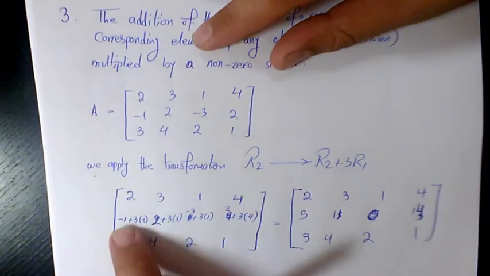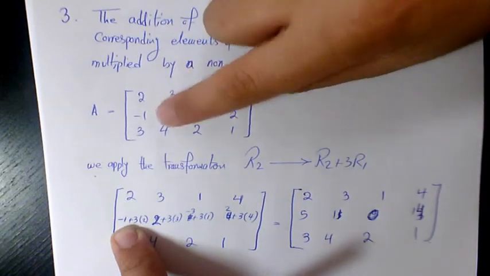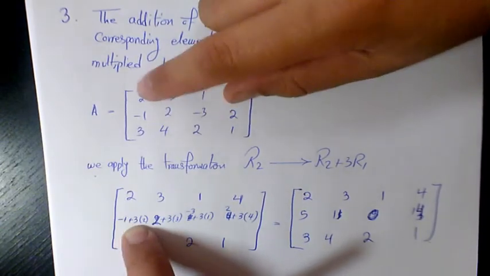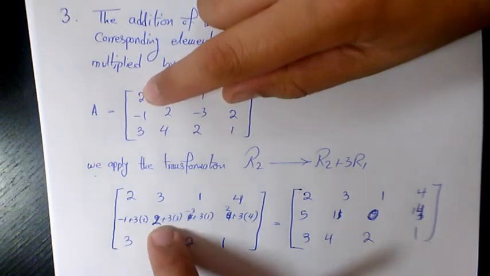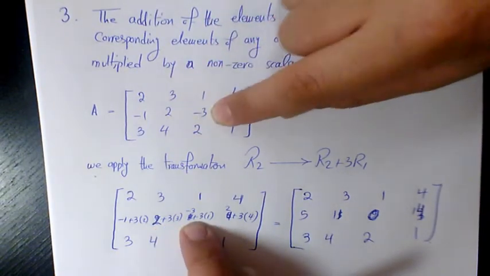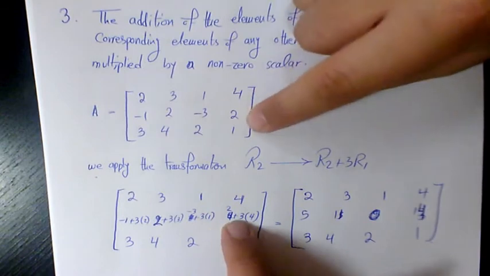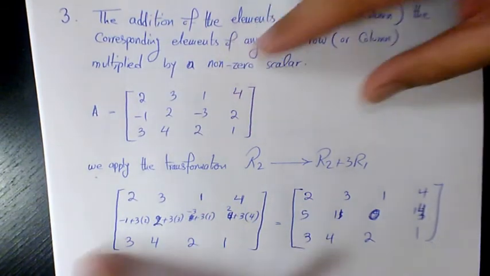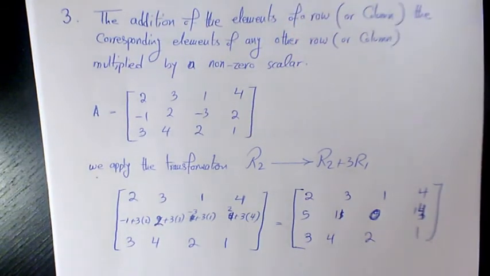So the first element of the second row is going to be -1 plus 3 times 2. The second element is going to be 2 plus 3 times 3, -3 plus 3 times 1, 2 plus 3 times 4. The rest is going to remain the same, and then you evaluate it. So these are the transformations of elements in a matrix.